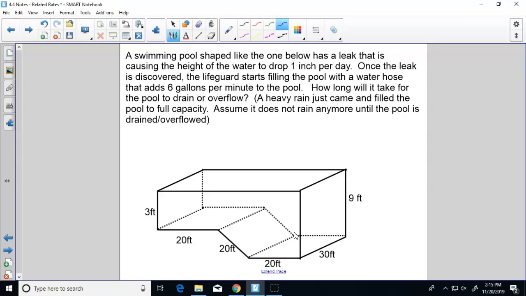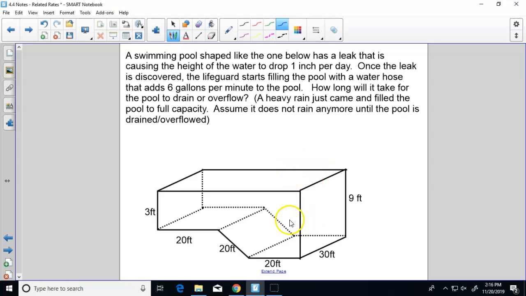You also would have to know, you've got a lot of unit problems, because the height is changing at 1 inch per day. This is measured in feet, so you would have to convert something there. You also know you're adding 6 gallons to the pool per minute, but we're talking about cubic feet of pool area, so you'd have to change gallons to cubic feet. There are a lot of factors that would have to go into figuring out the answer to this problem.